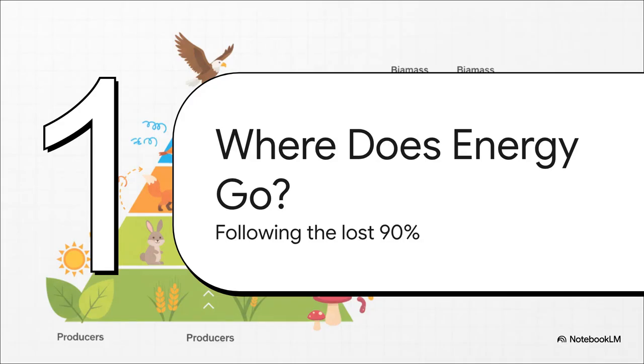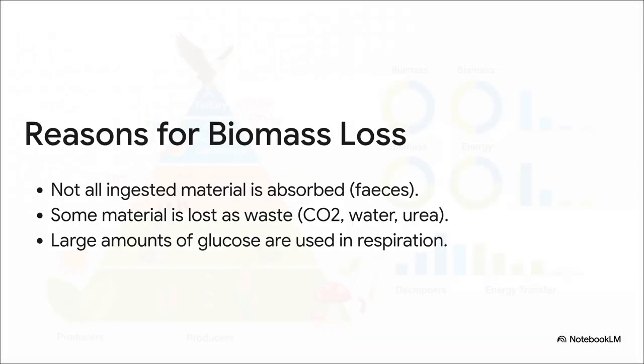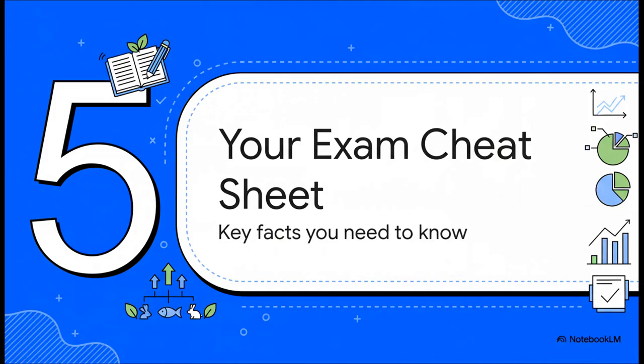So this brings up the big exam question. If only 10% of the biomass gets passed on at each step, where on Earth does the other 90% go? It doesn't just disappear. That 90% is lost in 3 main ways, and you'll want to know these. First, not all of an organism is absorbed. Some is lost as waste, like feces. Second, organisms lose mass through life processes, like breathing out CO2. And finally, a huge amount of that energy is just used to stay alive, for moving, keeping warm, and all those other metabolic processes.